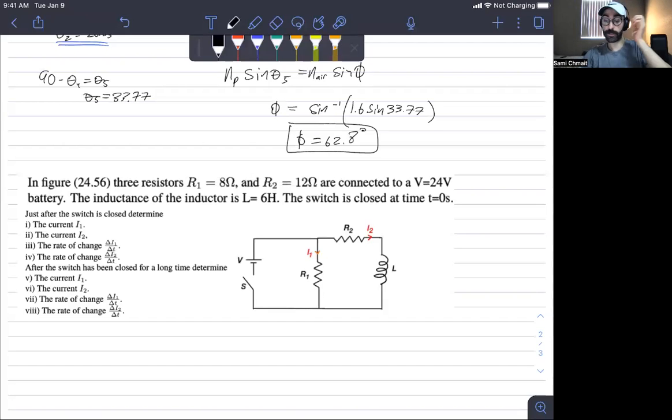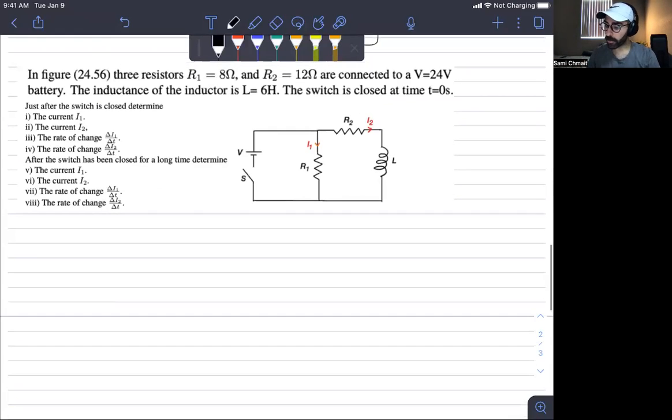All right, so we're back with the special question. It's pretty long here. I'm just going to go through everything A through, what's that? H. Okay. All right, part A. So, we have 3 resistors. We're given their resistance values. They're connected to a 24-volt battery. The inductance of the inductor is 6 H. And the switch is closed at time equal to 0. So just after the switch is closed, determine the current I1.